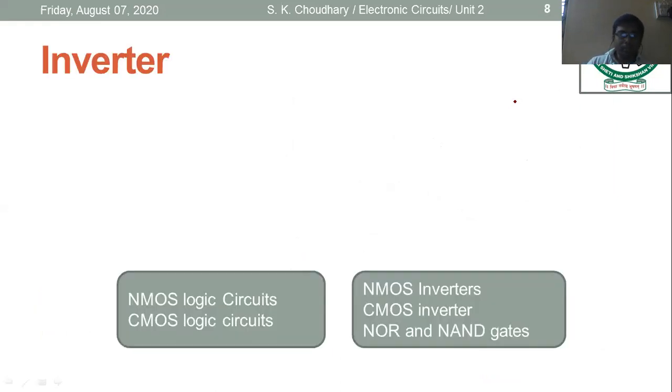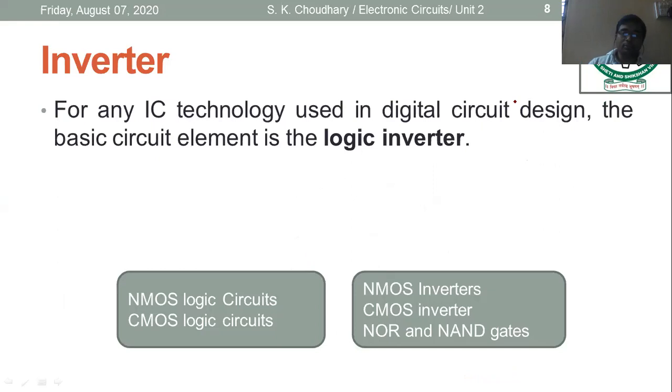Now we have to see the next topic, MOSFET as a resistor or diode. But before that, we have to learn about inverters, because a MOSFET could act as a diode or a resistor in a configuration of inverters. So what are inverters? In IC technology, it is used in digital circuit design, and the basic circuit element is the inverter.